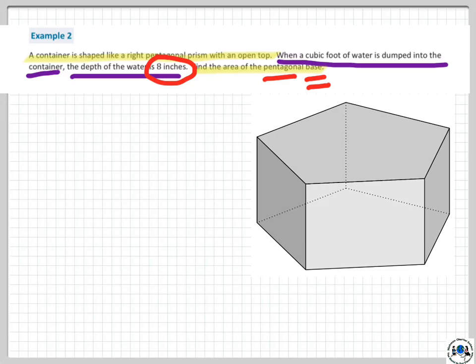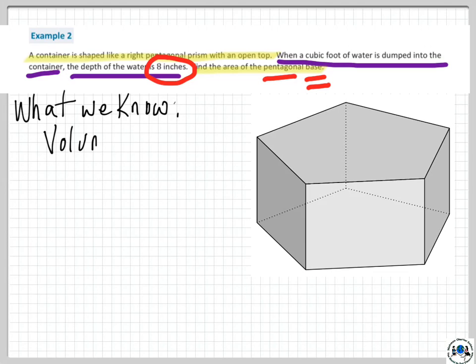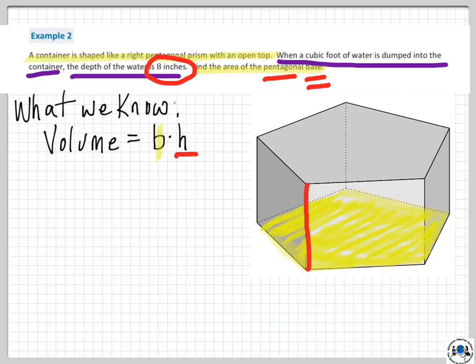Okay, let's go ahead and solve here. Let's round up everything that we know first. We know the volume equals base times height, and that base is the area of the base, times the height of the container in this case. That's the base, and the height is how high this container is.